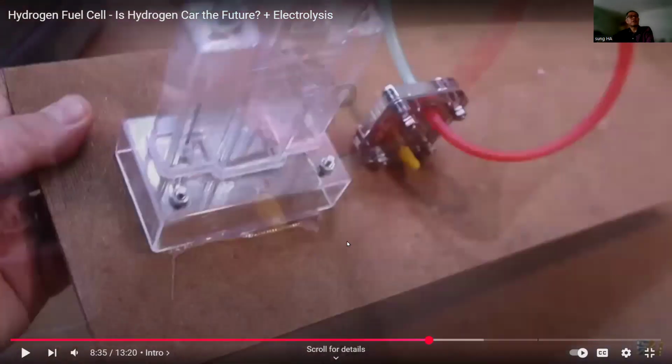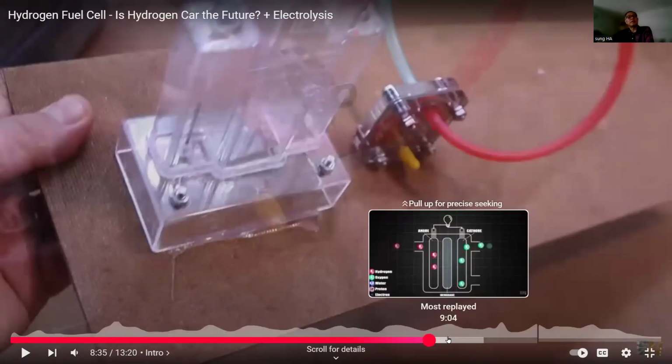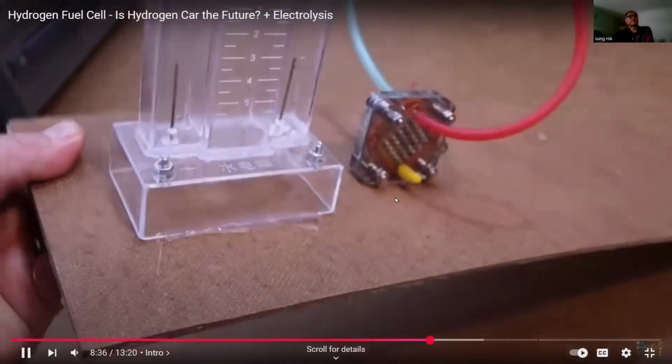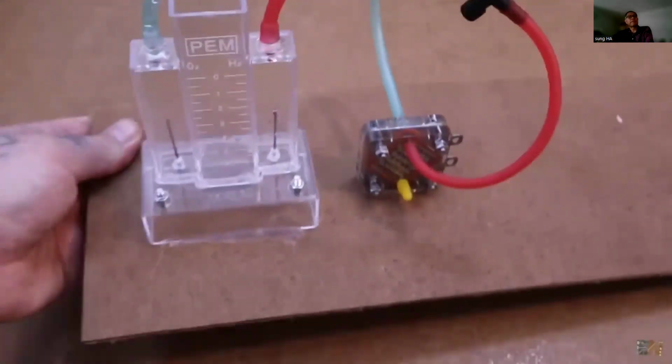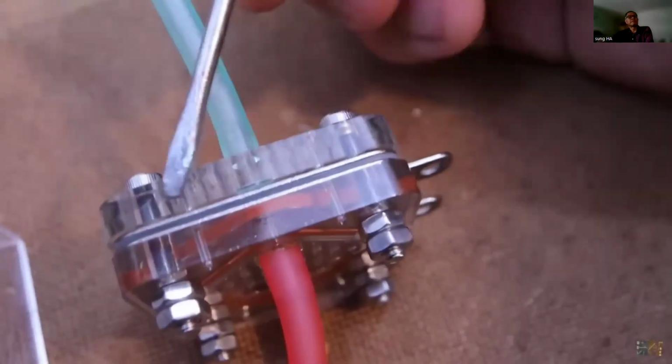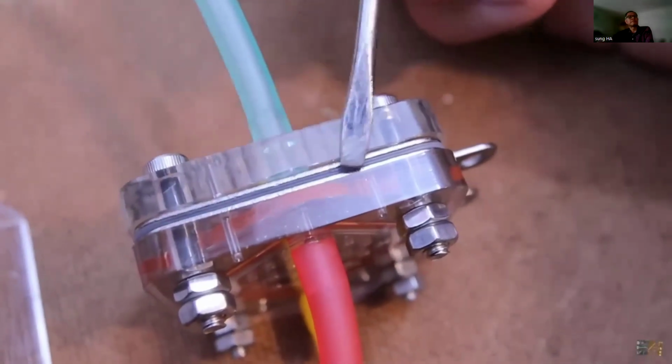So actually, this video shows the electrolysis and the fuel cell together. So water goes in and hydrogen gas is generated. The hydrogen gas goes into a fuel cell, and then this generates electricity again, which can operate a motor or any electric device, just as a normal battery.